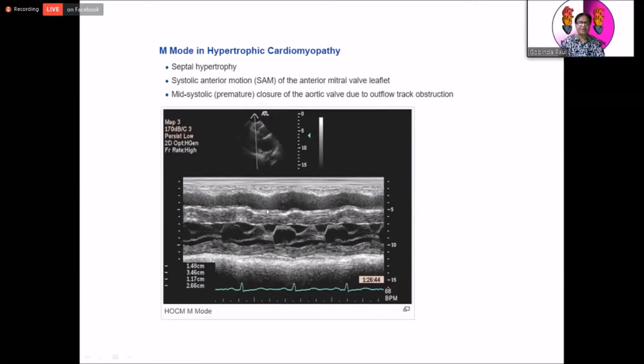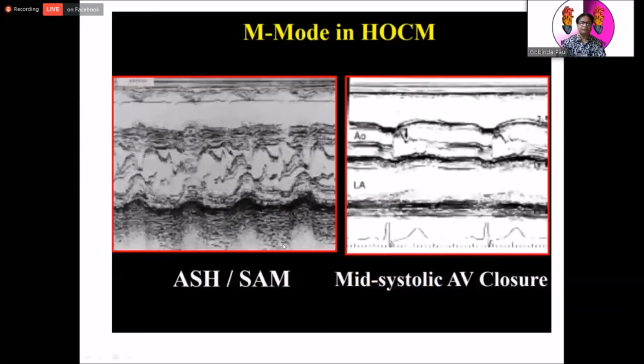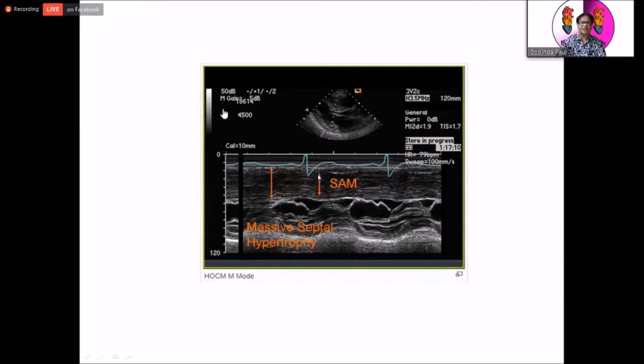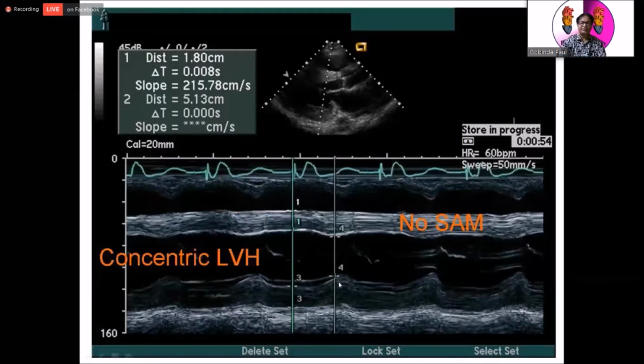And the interventricular septum is usually thickened compared to the posterior wall. Here also, systolic anterior motion of the AML. Here mid-systolic aortic valve closure due to HOCM. Here a hugely thickened interventricular septum, and SAM is also present. Here there is no SAM, just concentric LV hypertrophy.